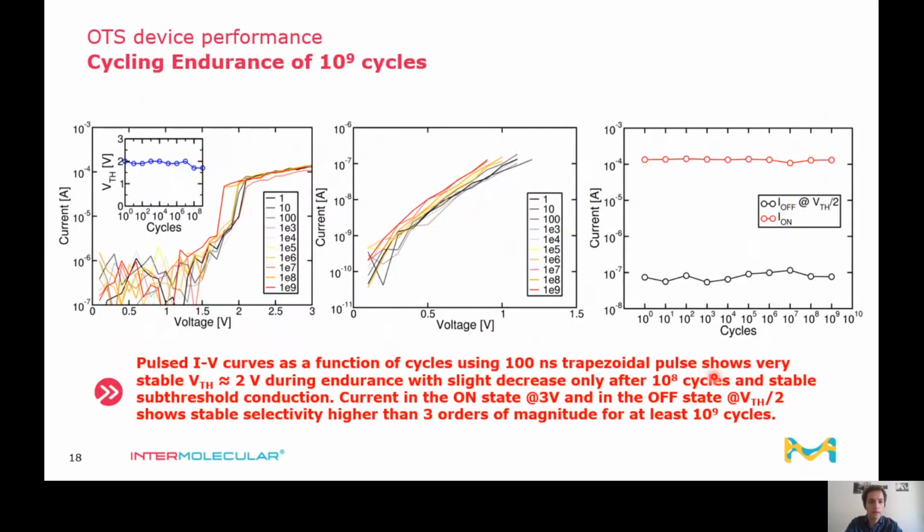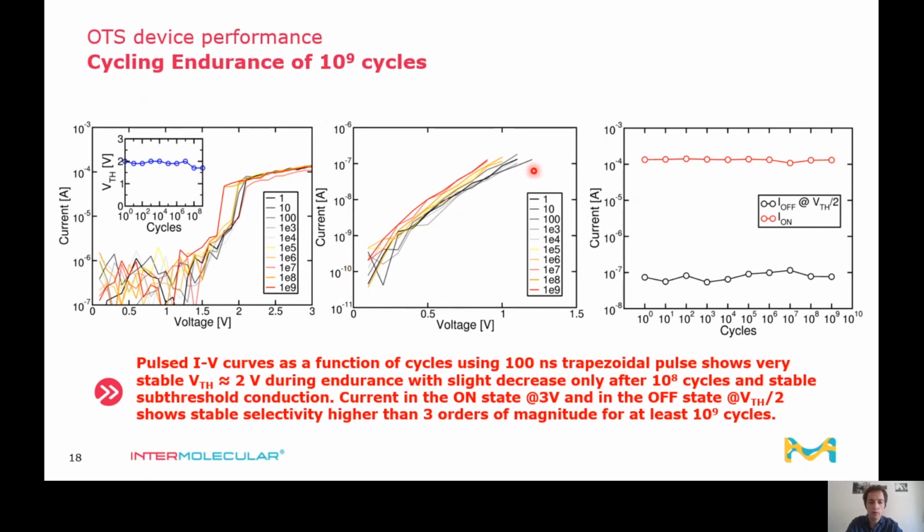Going over the cycling endurance that we carried out in order to verify the robustness of our film, we can see the pulse IV experiment. We can see that the threshold voltage during the endurance experiment was pretty stable and was just slightly lower after 10^8 cycles.